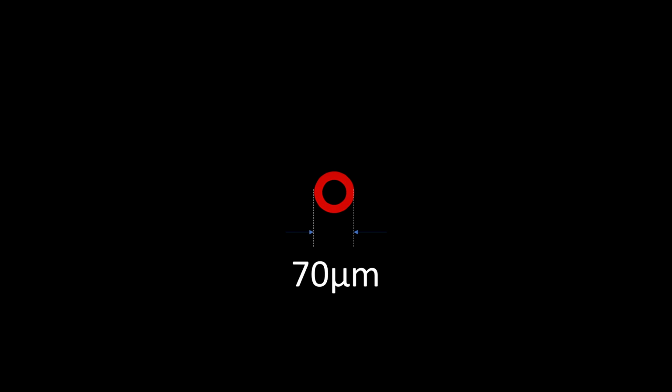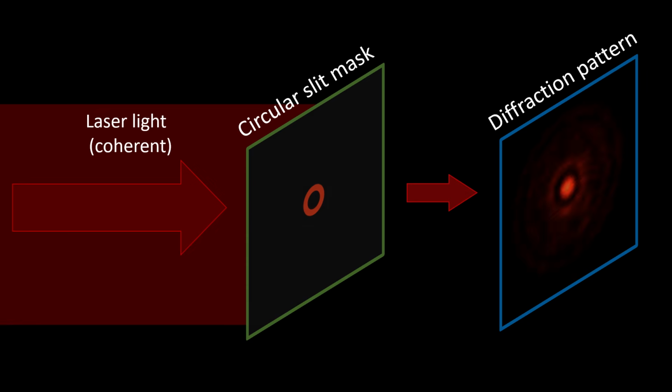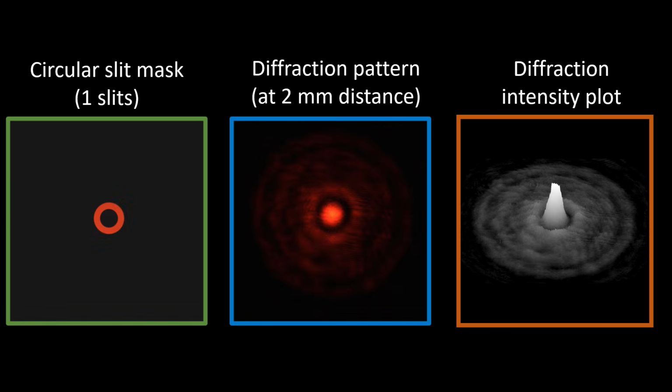But just to be sure, let's place it in a coherent beam of laser light and look at the diffraction pattern. At a distance of 2 mm away from the slit, we observe a circular diffraction pattern with what appears to be a focal point. Here you see it in a bit more detail together with a plot of the intensity distribution based on the diffraction pattern. So the circular slit seems to be a lens after all.